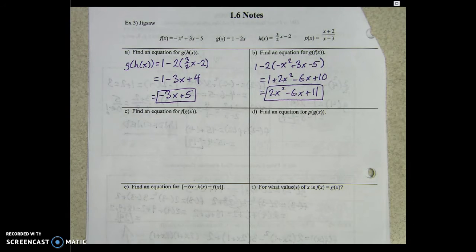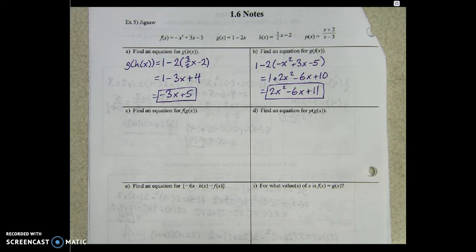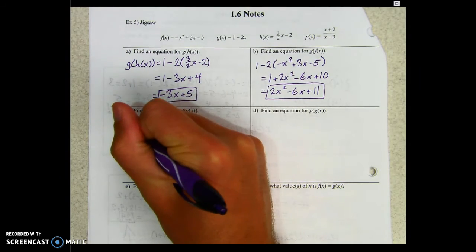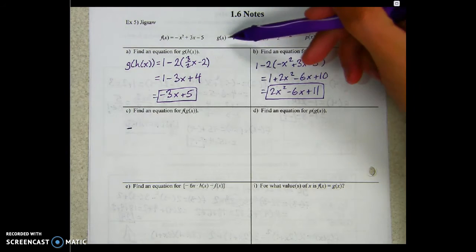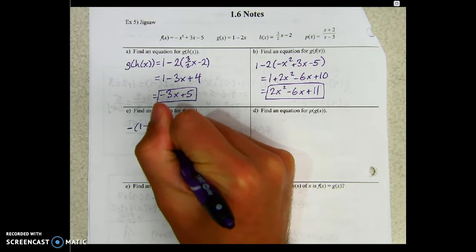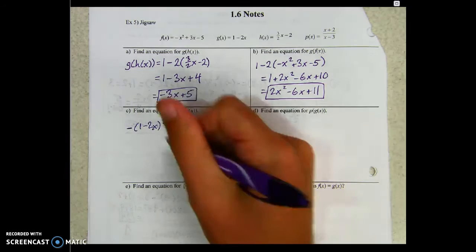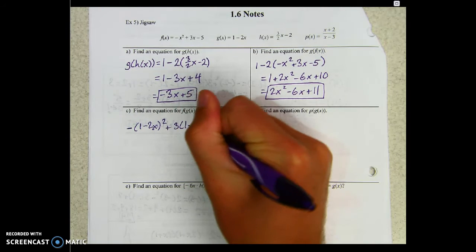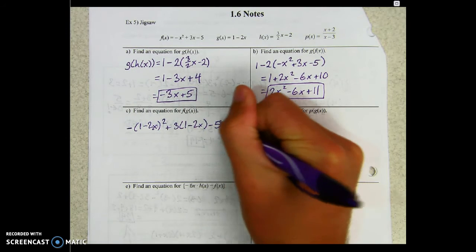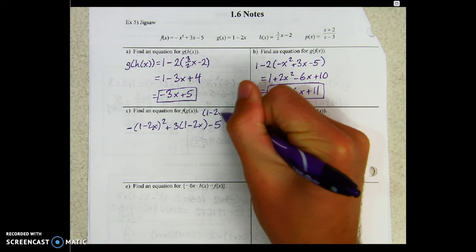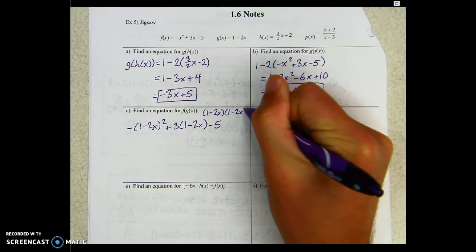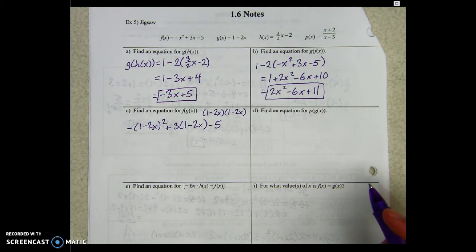All right. Letter C, f of g of x really just means that we are plugging the g function into the f function. So really I'm going to end up with negative, okay, so look at f. Instead of x squared, we have (1 minus 2x) squared, plus 3 times (1 minus 2x) minus 5. Now again, (1 minus 2x) squared is just 1 minus 2x times 1 minus 2x. If you have to draw it out to visualize it, then so be it.